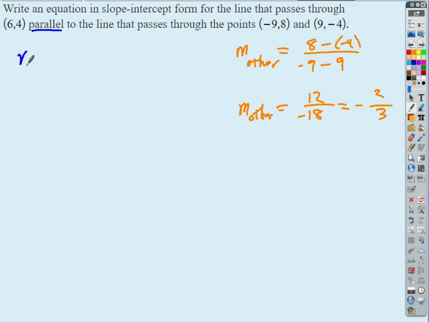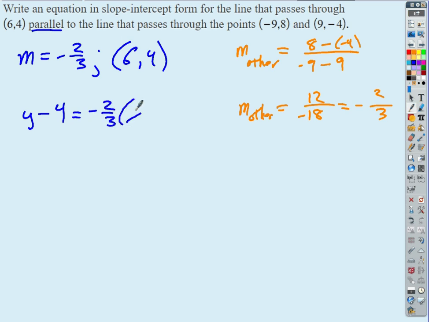So our slope is equal to -2/3. Our point is 6, 4. There's everything we need, right? So now I would just plug that stuff into point slope. Y minus, what's y1 going to be? 4 equals m times x minus, what's my x1? There you go, right? Now all we have to do is just distribute the -2/3.